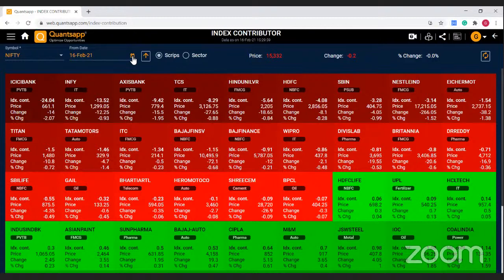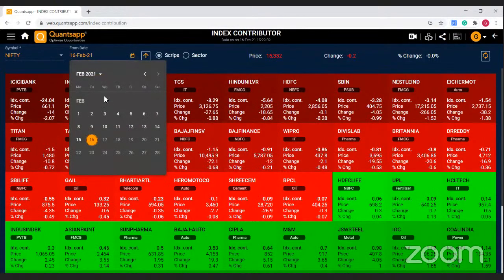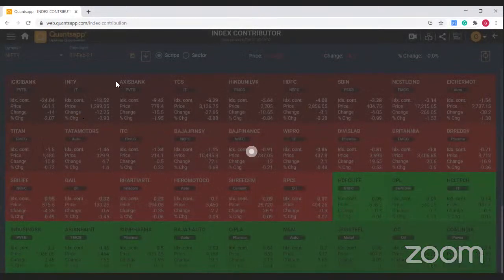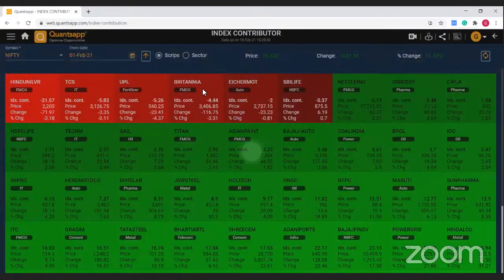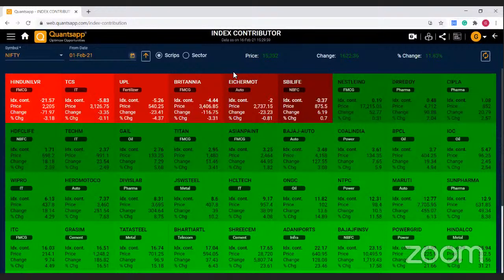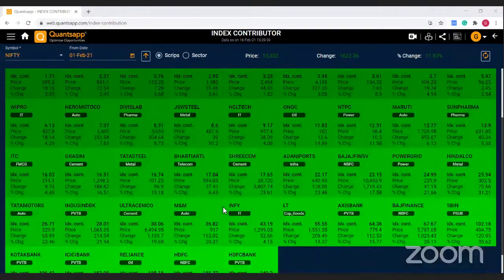Further, you also have the from date. Suppose from the 1st of February, that was the day of the budget. I want to see the changes that have happened in the Nifty and Bank Nifty from the 1st of February. So I can see that Nifty has almost increased by 1600 points, and that is around 11.8% change. Now here I can see which stocks in the Nifty have contributed positively or negatively to the index.